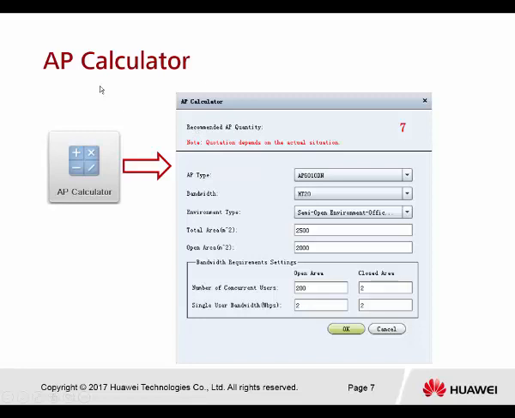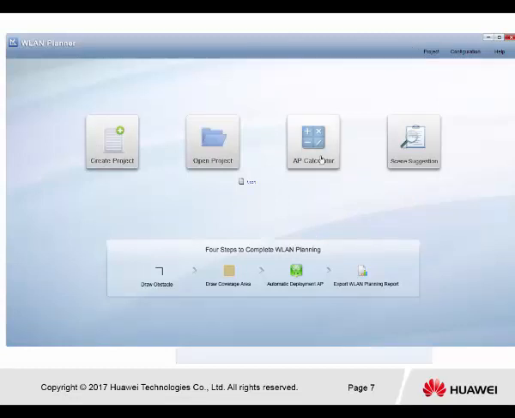This is the calculator used to calculate the AP: how many APs are required to be deployed at the building? So you need to know what model of AP you're going to deploy. This is the Huawei AP, and they have more models we can select. Then the bandwidth: we can select 20 MHz or 40 MHz. For the environment, you can choose the semi-open environment office, or they have many others, indoor and outdoor use environments. The AP calculator.